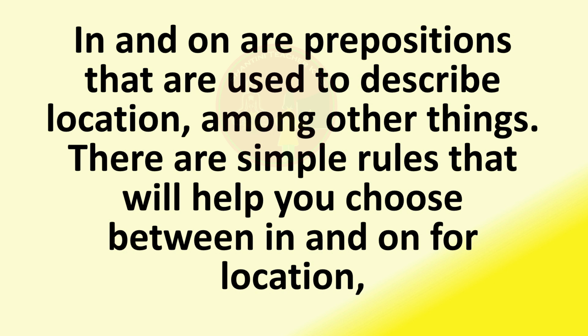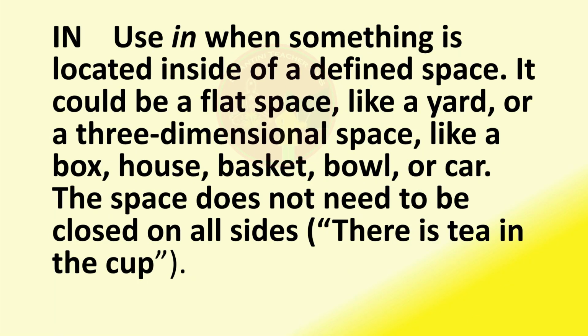There are simple rules that will help you choose between in and on for location. In is used when something is located inside of a defined space. It could be a flat space like a yard or a three-dimensional space like a box, house, basket, bowl or car. The space does not need to be closed on all sides.